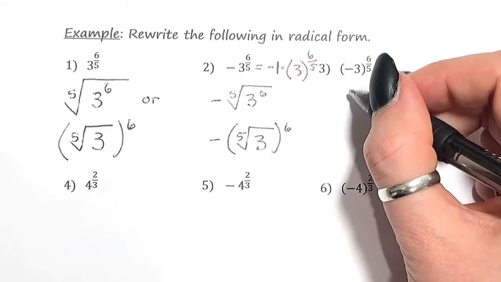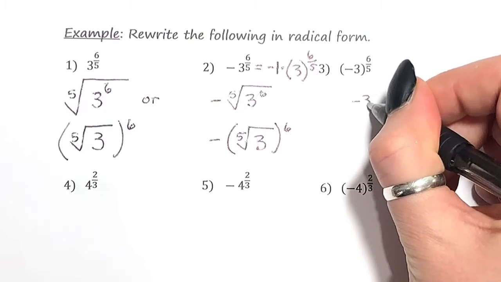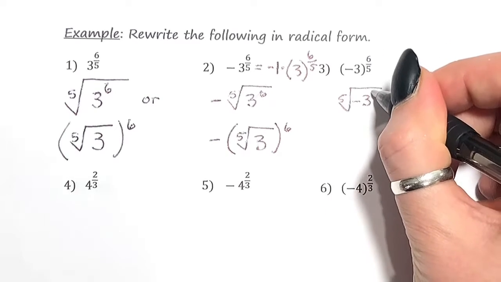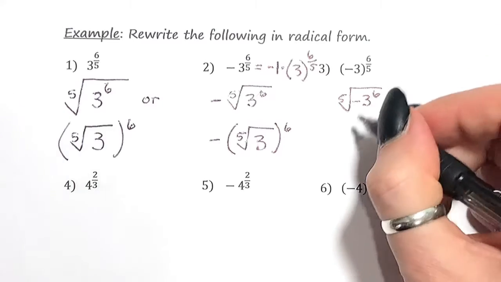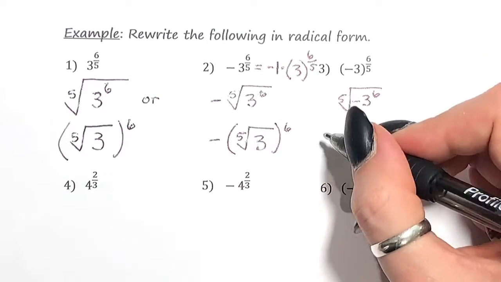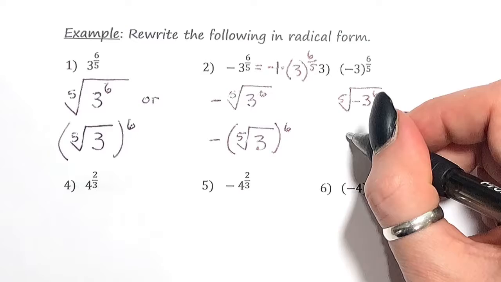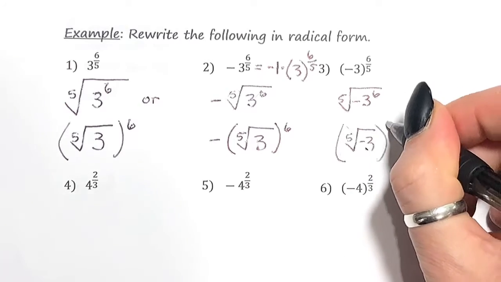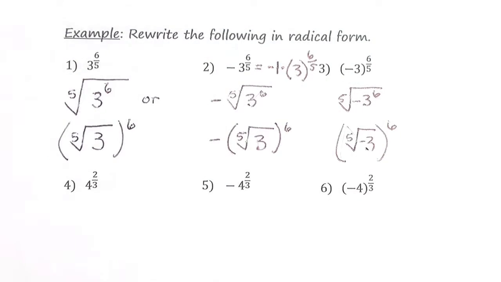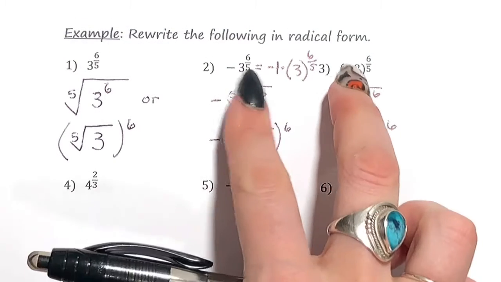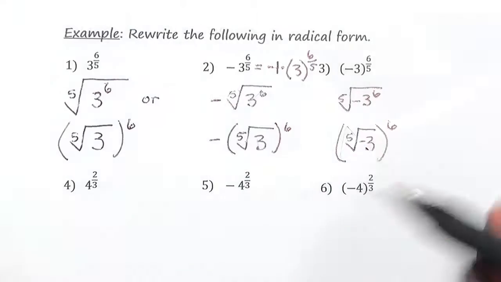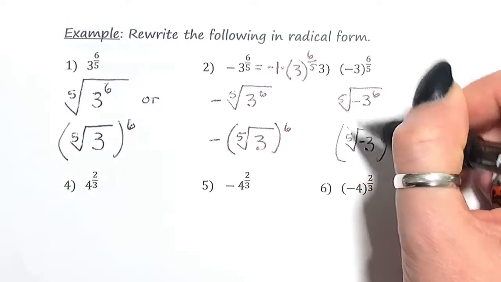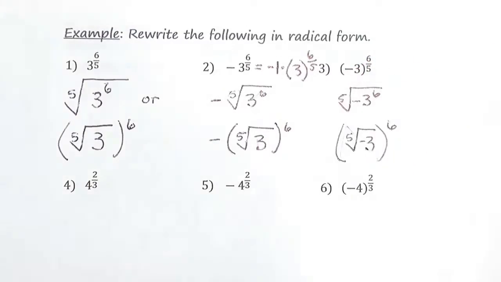So in this scenario, the negative is going to stay on the 3, and you will do the 5th root of negative 3 to the power of 6. Or you can do it in the other version where you have the fifth root of negative 3 and then the power of 6 on the outside. So just notice the difference between how they're written. When you have those parentheses, that negative is going to stay on the inside, and when there's no parentheses, that negative stays on the outside.